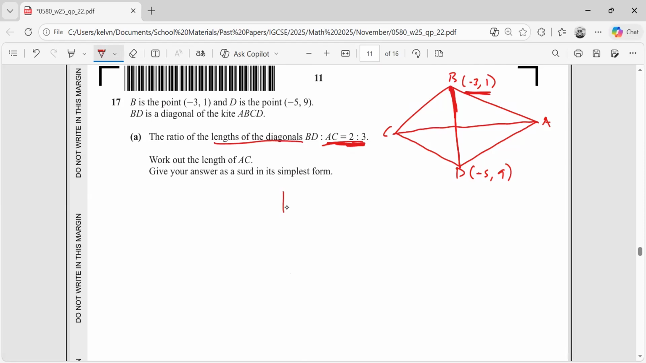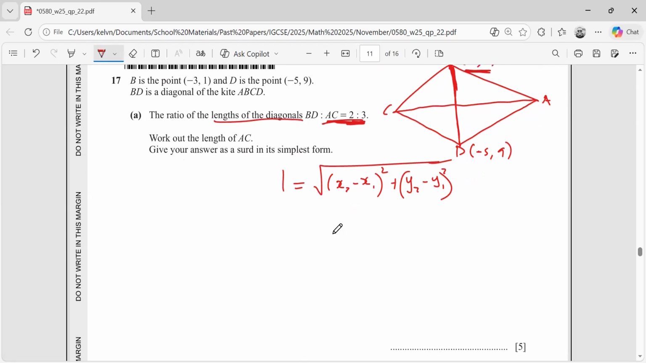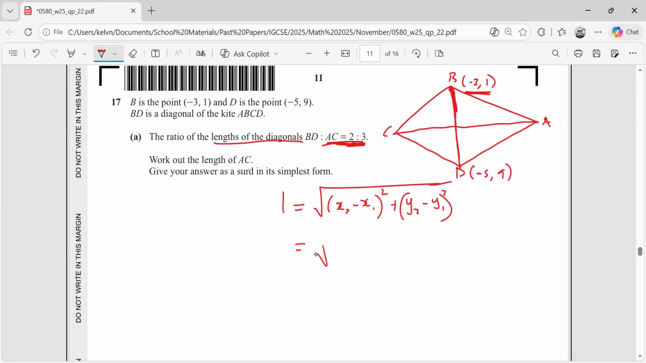In coordinate geometry, we have this formula for finding the length of a line: L, or length, equals the square root of (x2 minus x1) squared plus (y2 minus y1) squared. We know this can give us the length of this line. Using this formula, if we take the D point to be our 2, it will be -5 minus -3, squared. Our x2 is -5, x1 is -3, and then plus y2, which is 9, minus y1, which is 1, then we square.